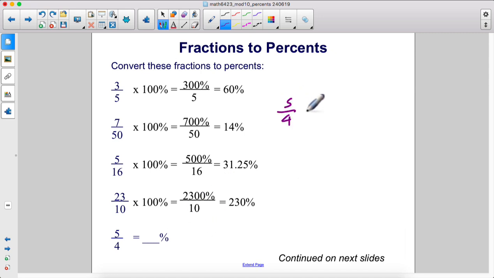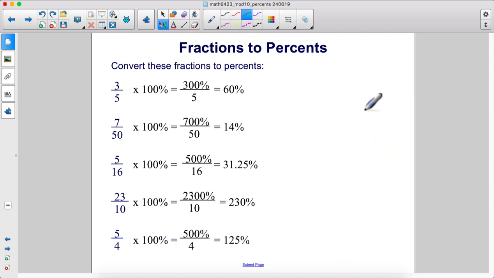5/4 times 100% is 500% divided by 4. So that's 125%. Once again, 5/4, this number is bigger than 1, which means the answer here, the percentage, will be more than 100%. The answer is 125%. And there you have it, all of the answers.